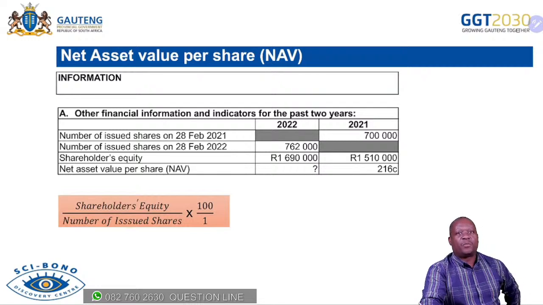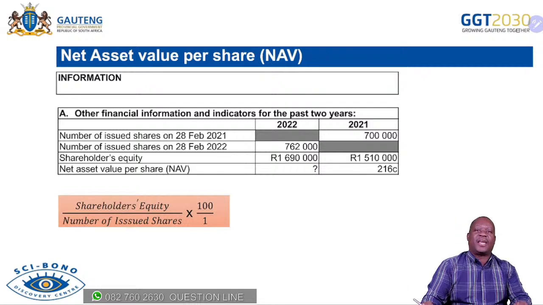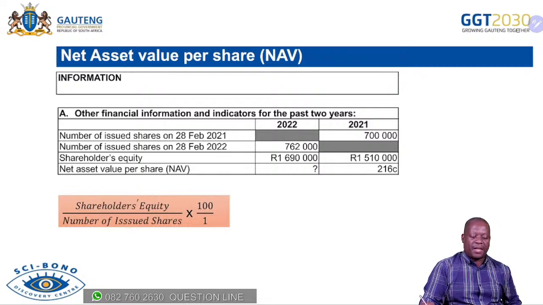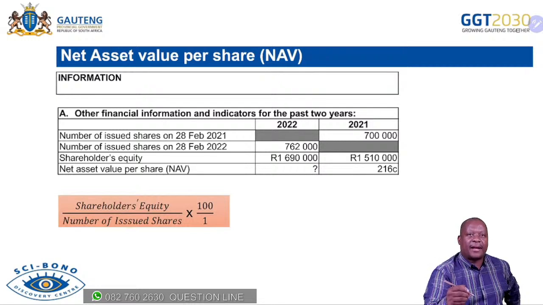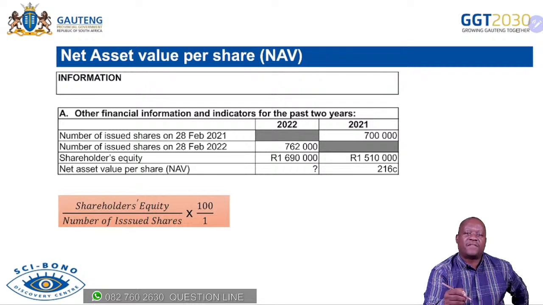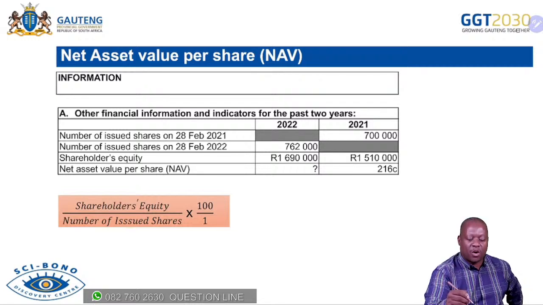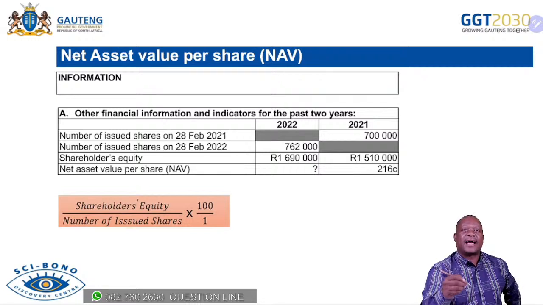Now, what is the formula? Shareholders' equity divided by the number of issued shares. Please check this. I have seen a number of candidates having a problem in this ratio because when it comes to this indicator, it's saying net asset, but the formula is saying shareholders' equity. Please remember this. Your net assets equals shareholders' equity.